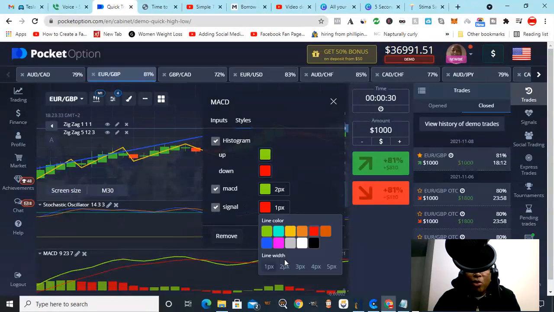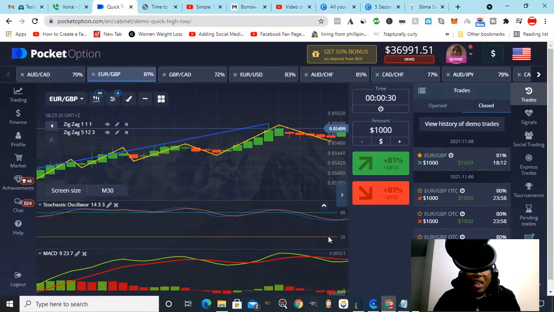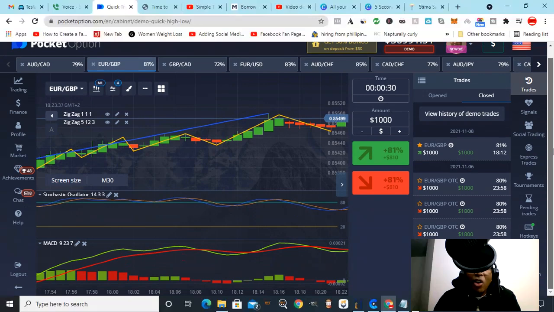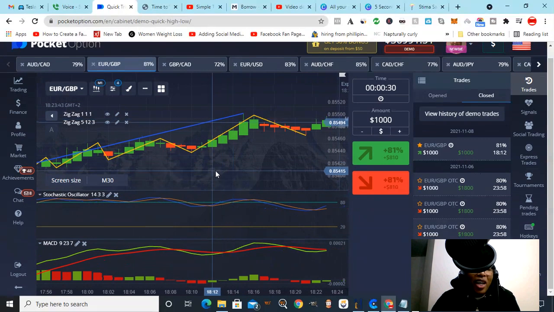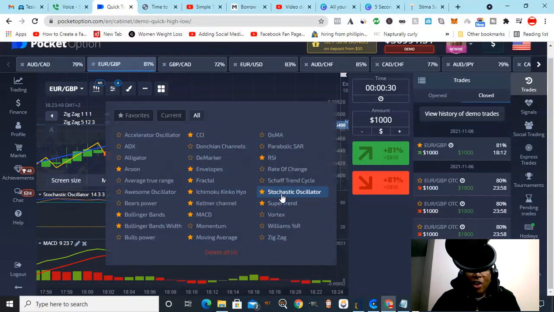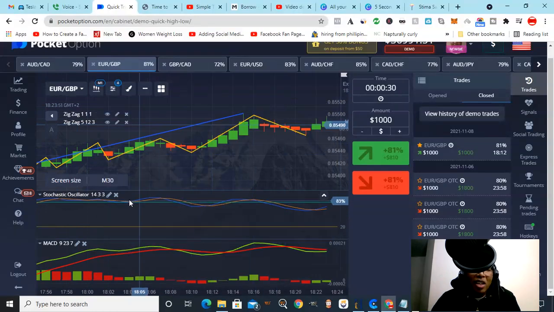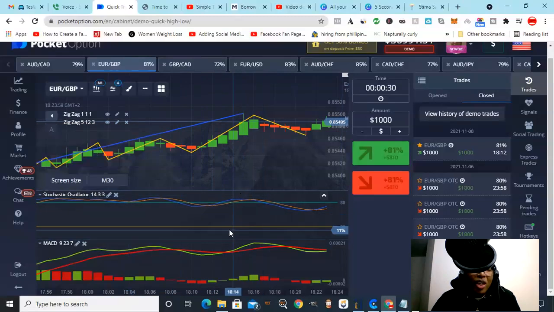Now, what else do I add here? I add another indicator, which is called the stochastic oscillator. Again, you go right here and look for the stochastic oscillator. There it is. And of course, this is just to show us the strength of the market, the market position, the overbought and the oversold. So when the market is oversold and when the market is overbought, we know what kind of trades to be looking for. So for the stochastic oscillator, we use the default settings.